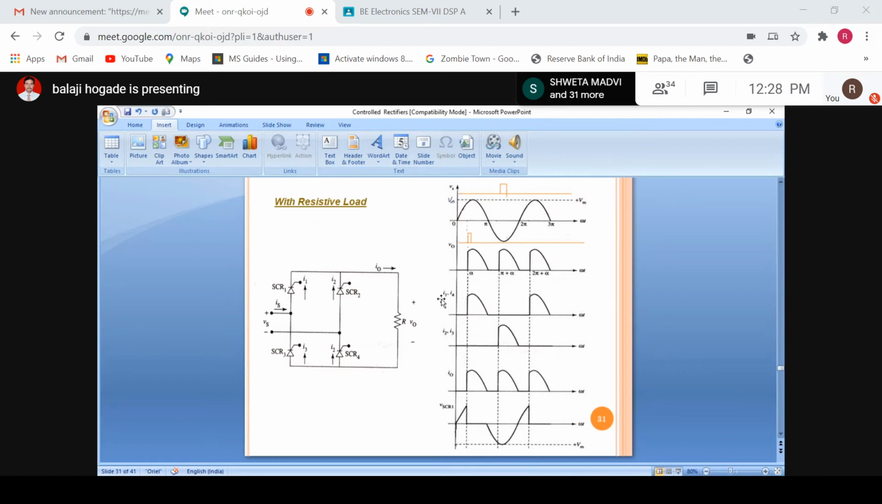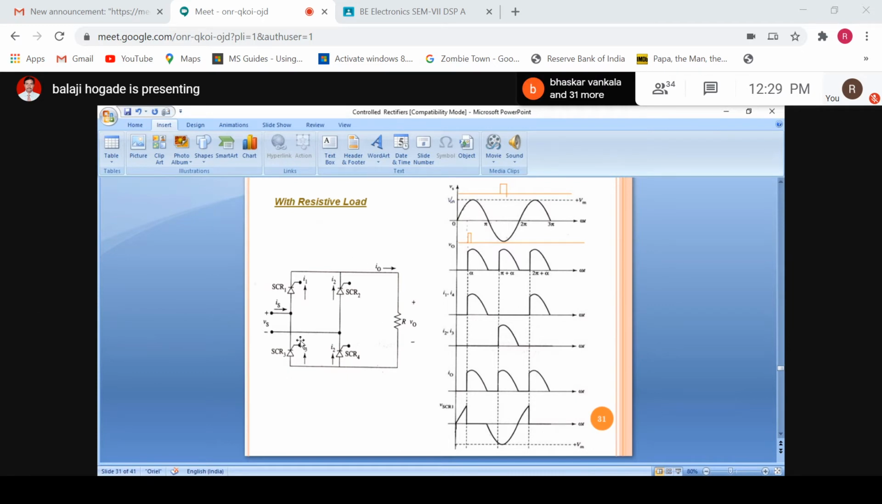Now the current flowing through SCRs 1 and 4 is similar to the load current during positive half cycle. The current that flows during the positive half cycle is the same as the current flowing through SCR1 and SCR4. Now at omega t is equal to pi plus alpha, we are applying the gate pulse to SCRs 2 and 3. During negative half cycle, SCR2 and SCR3 are forward biased because the anode of SCR2 is at highest potential and the cathode of SCR3 is at highest negative potential.